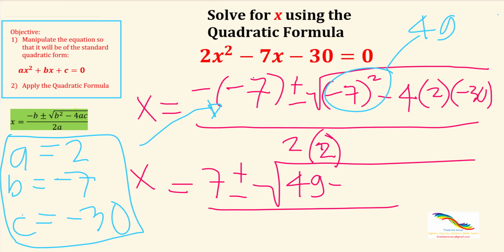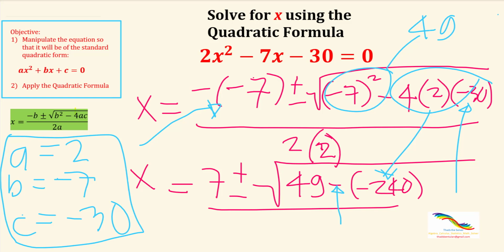minus. Alright, let's look at this here. We'll put that there. So that's 4 times 2. This is 4 times 2. That's 8. 8 times negative 30. Remember, that is negative 30 there. So 8 times negative 30 is negative 240, right? So we're going to write here negative 240. Don't forget the negative here. We have not eliminated that one yet. It's still there. It's a minus. And of course, below, 2 times 2, that's 4.